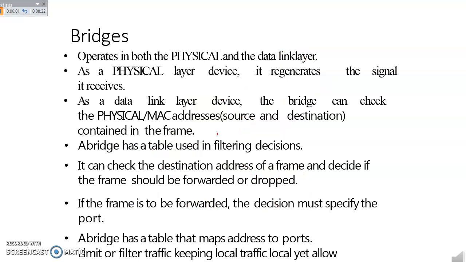Next computer network device is the bridge. A bridge operates on both the physical and data link layers. As a physical layer device, it regenerates the signal it receives. When the bridge is working on the physical layer, its only task is to regenerate the signal. When it is working on the data link layer, the bridge can check the physical or MAC addresses of the source and destination contained in the frame.